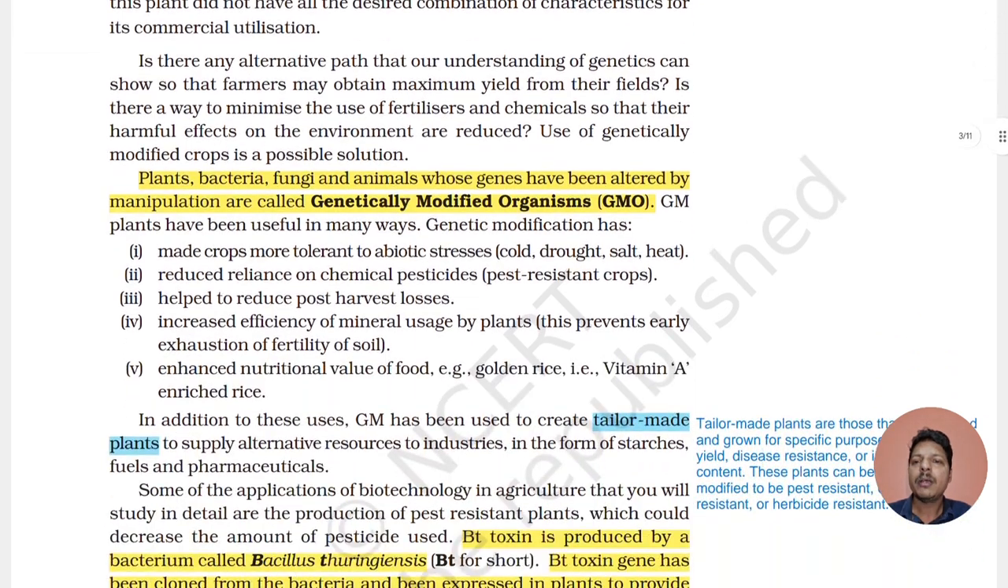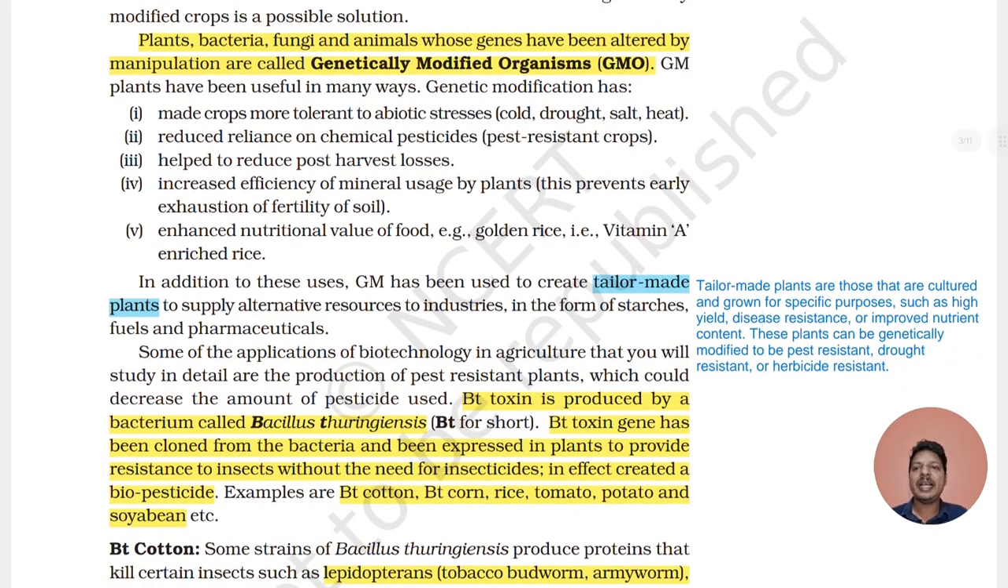Then plants, bacteria, fungi, animals whose genes have been altered by manipulation are called genetically modified organisms. Genetic modification has made crops more tolerant to abiotic stress, that is cold, drought, salt and heat, reduced reliance on chemical pesticides, that is pest resistant crops, helped to reduce post-harvest losses, and increased the efficiency of mineral use by plants. This prevents yearly exhaustion of fertility of the soil. Then it enhances the nutritional value of food. Example, golden rice, that is vitamin A enriched rice.